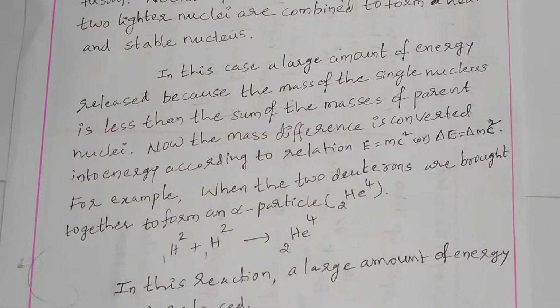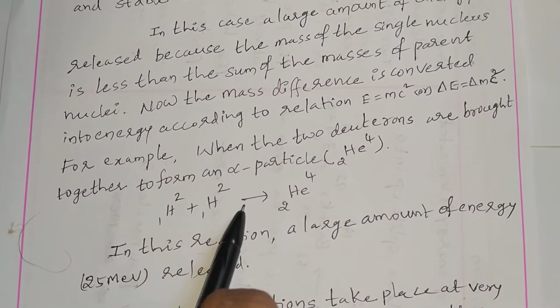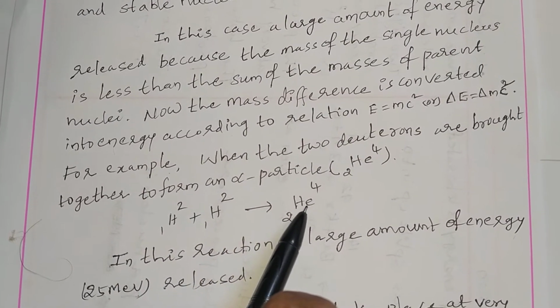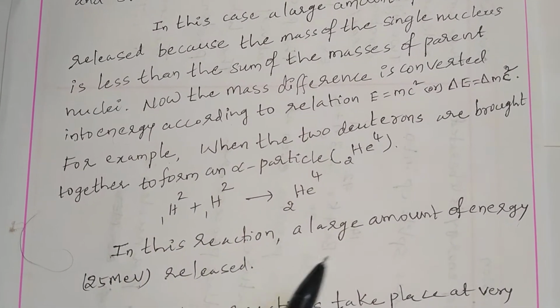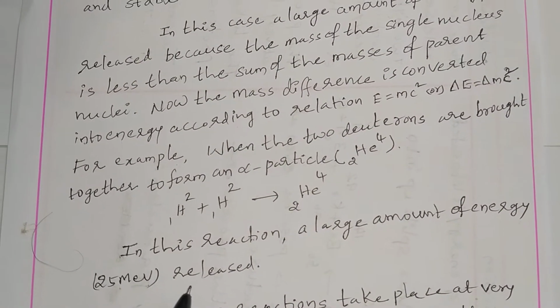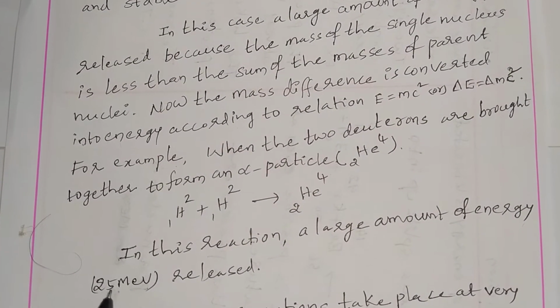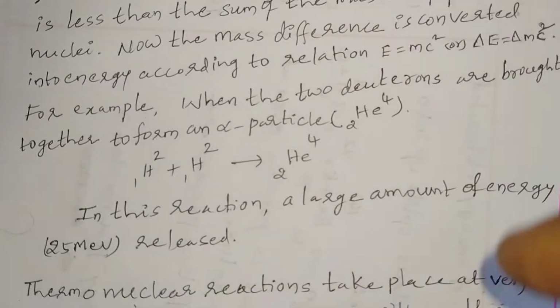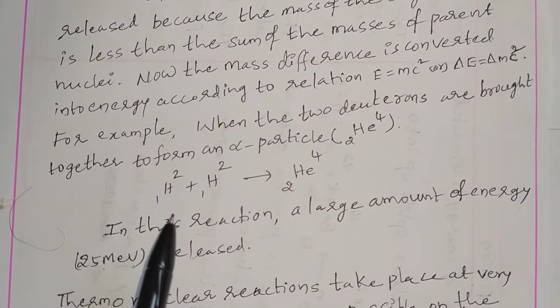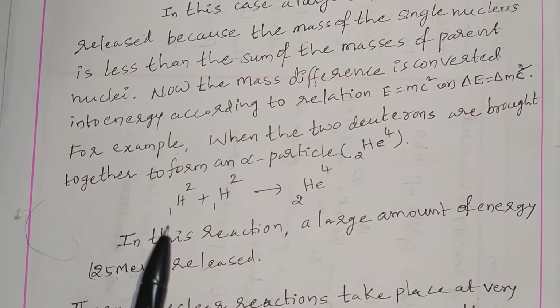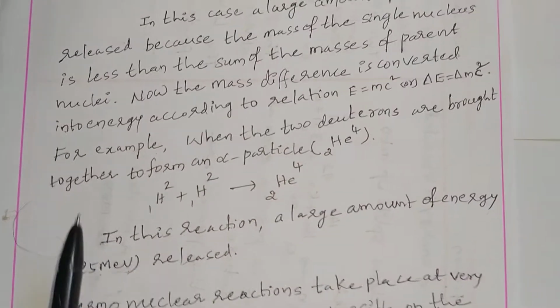So for example, two deuterons are combined to form an alpha particle. In this reaction, a large amount of energy is released, that is 25 mega electron volt. So here the technical problem is how the two deuterons combine to form an alpha particle.